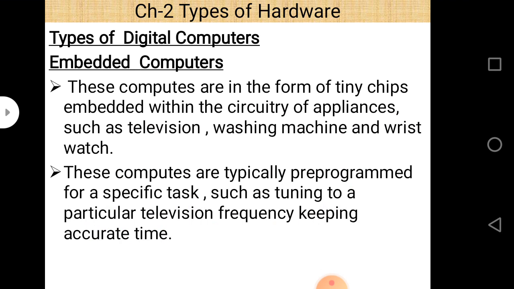So first of all, embedded computers are designed to handle only one task or one type of task. They cannot be used in a variety of ways as some other digital computers can. They are designed to perform only a specific type of task. And these are all part of some home appliances such as washing machines, and also televisions, where embedded computers are used. They perform only a specific task, as in televisions, such as tuning to a particular television frequency, keeping accurate time. These are all examples of embedded computers.